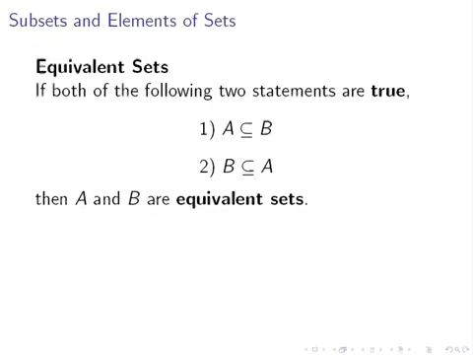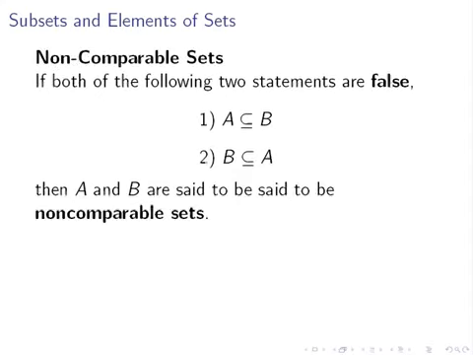Now, equivalent sets. If both of the following statements are true, A is a subset of B and B is a subset of A, then the sets A and B are equivalent sets. That means more or less that A and B are identical to one another. So that's just a useful little remark.